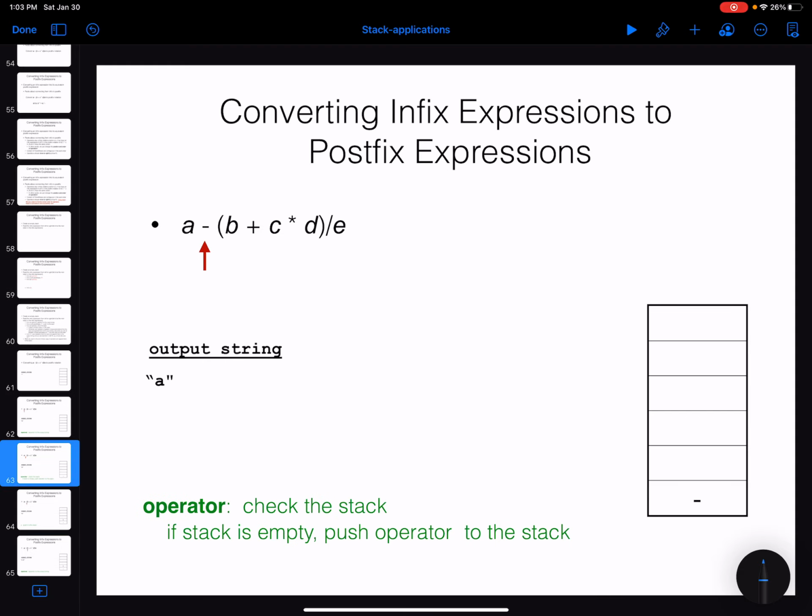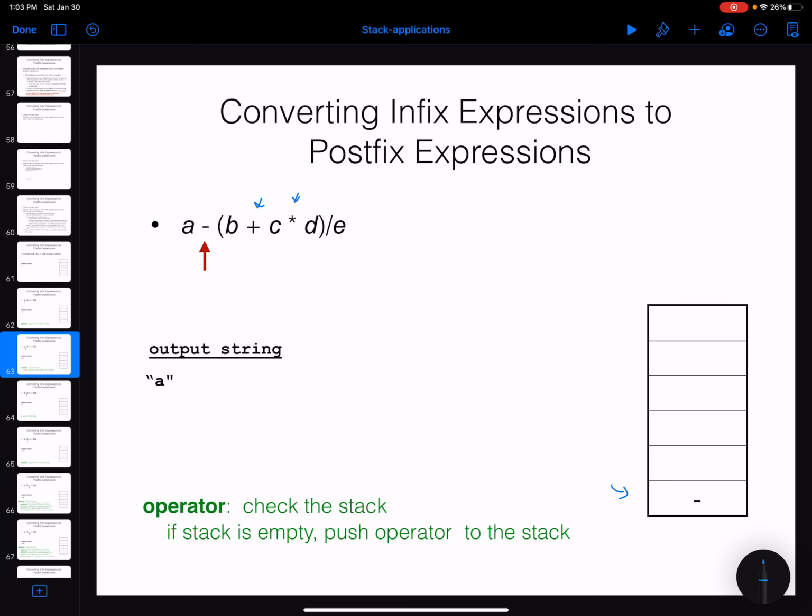So I just simplified the algorithm. The thing is, when the stack is empty, you would push the operator to the stack. But later on, we will see some examples of what would happen for other cases. So just let it stay in the stack for now, and then we will continue.